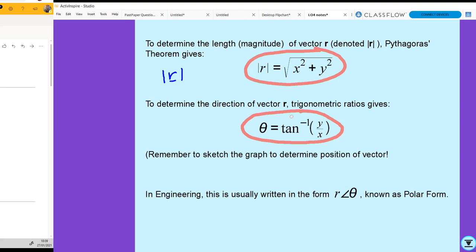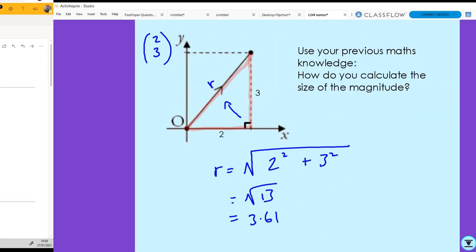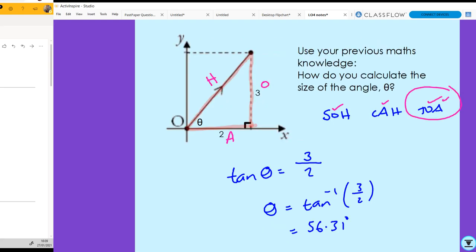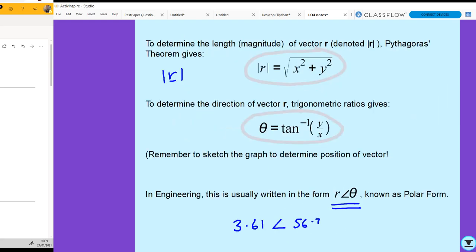In engineering, when you find the radius and you find the angle, it's usually written like this, as polar form. So for our previous example, using our components 2 and 3, the radius was 3.61. We then use our angle symbol and then put the angle beside it, 56.31 degrees. That is writing it in polar form.